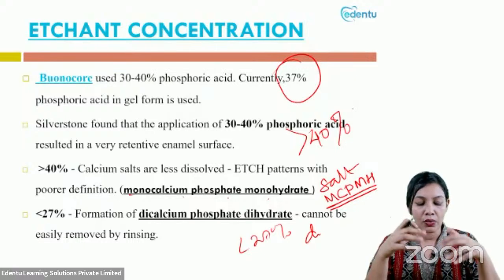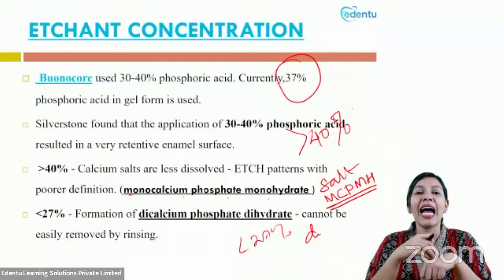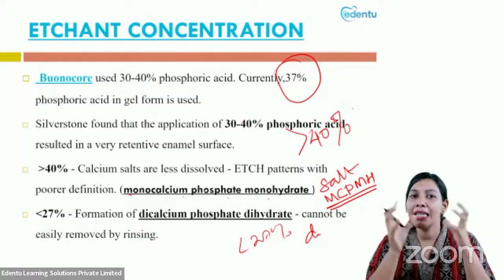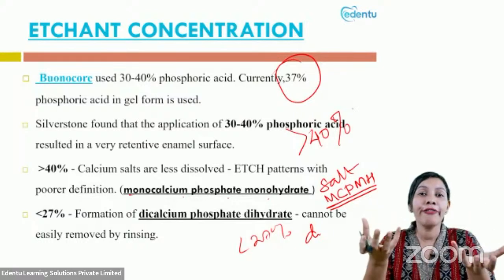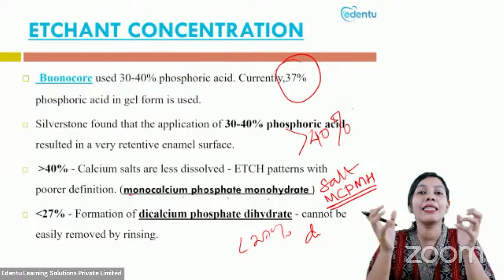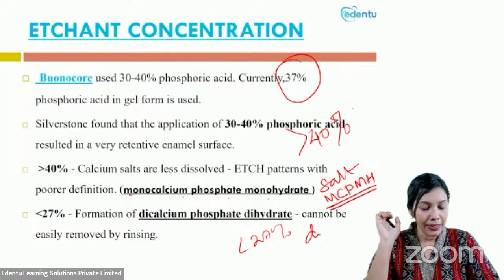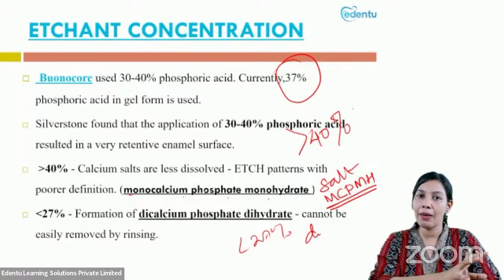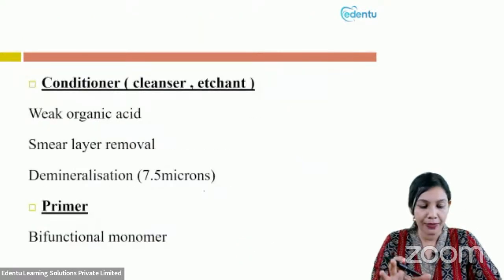So these salts, what they cause is, they get attached to the tooth surface. When they get attached to the tooth surface, proper bonding doesn't take place. But these two salts are not formed when the concentration of phosphoric acid is at 37%. Hope you understood. So first was about enamel etching, second is about dentine etching.